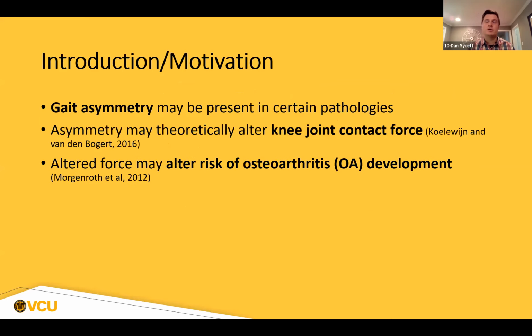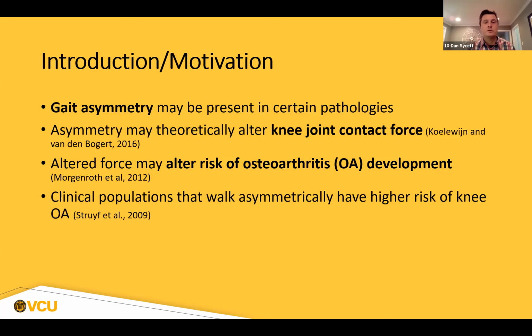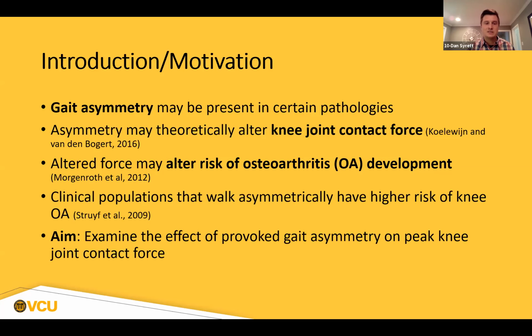This is important because an alteration in force through the knee joints may also alter the risk of osteoarthritis development in these particular joints. And this is especially relevant for those clinical populations. For example, those with lower limb amputation tend to have a higher risk of osteoarthritis in one leg, and they typically walk asymmetrically. So there is a lot of theoretical evidence that suggests asymmetry may alter the risk of osteoarthritis. So we wanted to connect the dots between provoked gait asymmetry and peak knee joint contact forces.